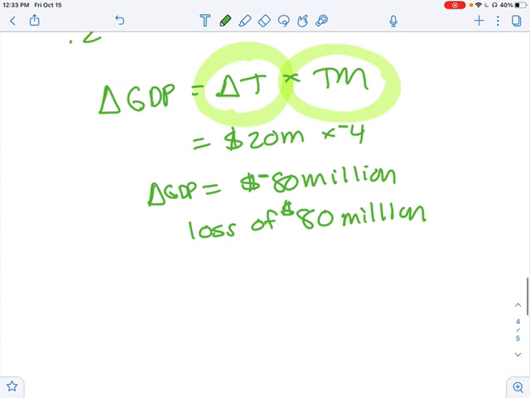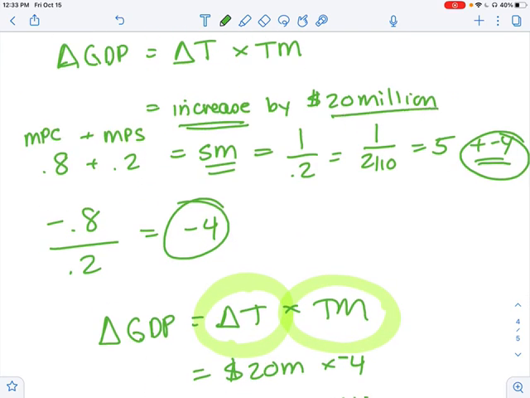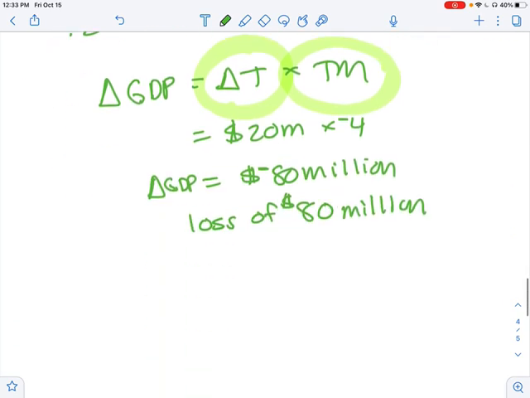So by increasing the taxes by $20 million, it's kind of logical that that means that households and businesses are going to have less money to spend, and therefore this is going to hurt the gross domestic product. And that's why when you do a positive 20 times a -4, you're going to get minus 80 million. So it's a loss of 80 million in the GDP as a result of that change of taxes.